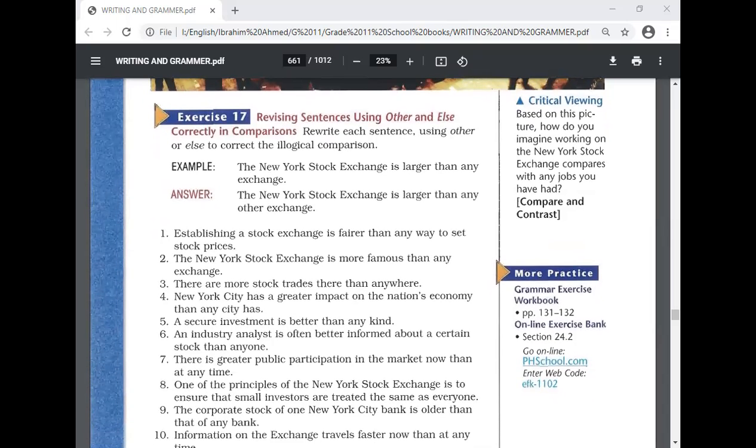Exercise 17. Rewrite each sentence using other or else to correct the illogical comparison. The New York Stock Exchange is larger than any exchange. This is wrong because larger than any exchange, including itself. The New York Stock Exchange is larger than any other exchange.